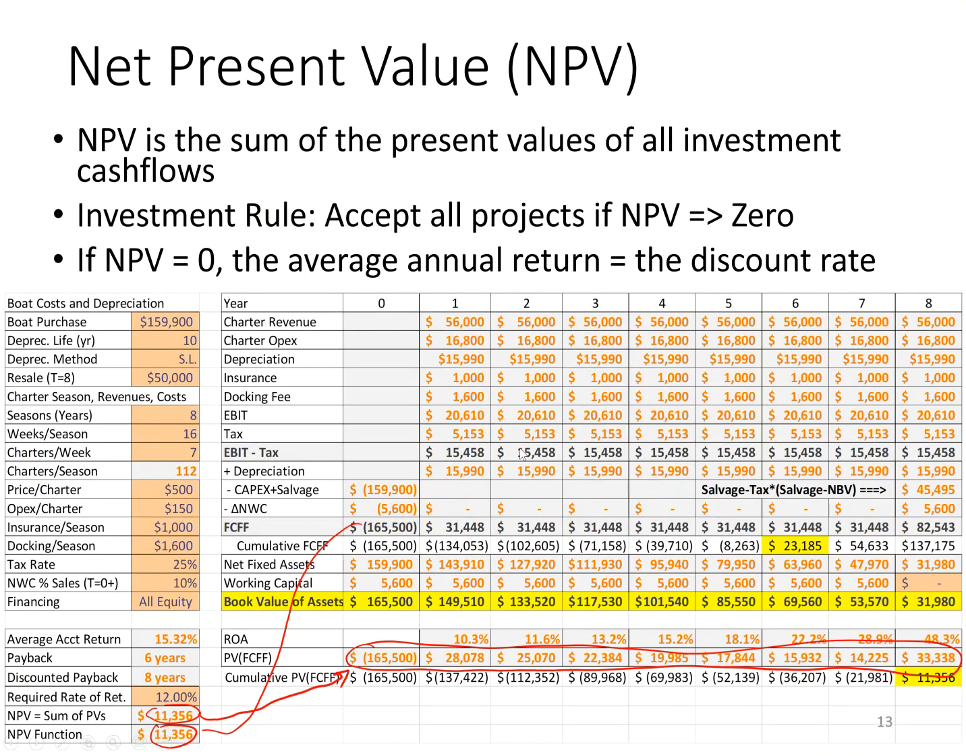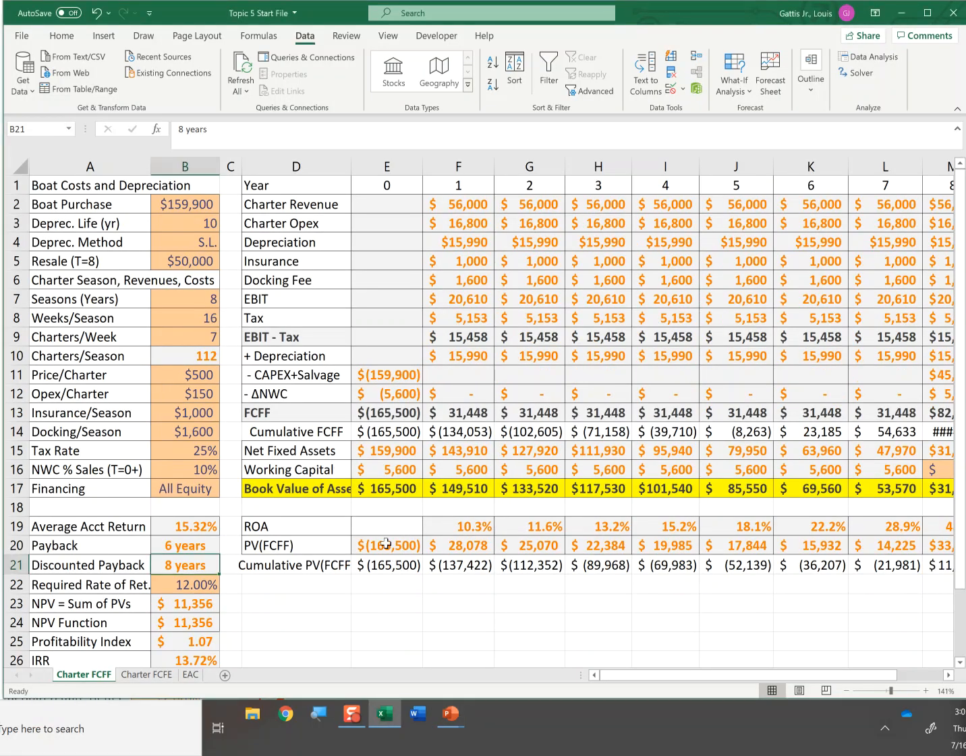So that's discounted payback. Let's talk about net present value. Net present value is just the sum of the present values of all cash flows. Pretty simple. So if I just take my present value of cash flows, notice I have present value of cash flows right here. Actually, if I select them all, I can look down here. The sum is 11,356. Or I could just sum them up right here, the sum of all cash flows in present value terms. So that's my net present value, 11,356. It's in dollar terms.